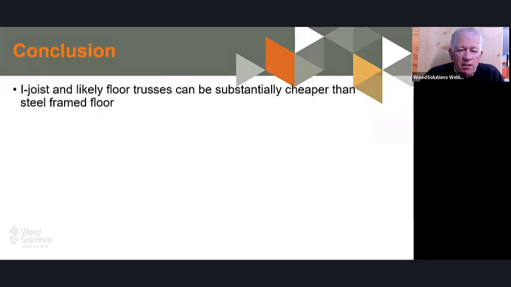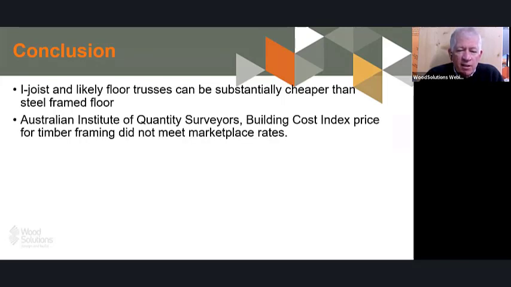So in conclusion, I-joists and likely floor trusses can be substantially cheaper than steel frame floors. We see that in steel framed houses. They use I-joists for that certification, so that probably bears out. And the Construction Institute of Quantity Surveyors building cost index price for timber frame did not meet market rates. They're a little bit agricultural in their rates. They could do with a bit of tightening up because they do not really match what the rates are from the marketplace.